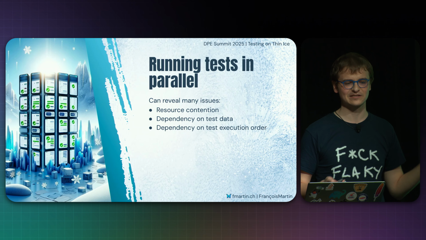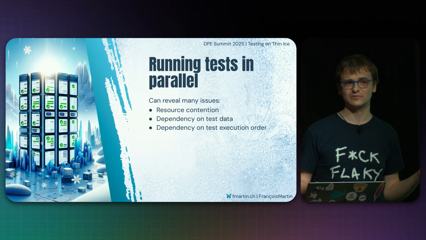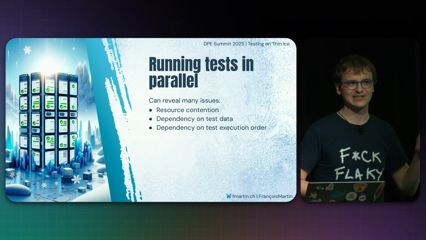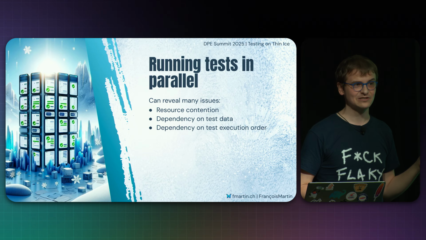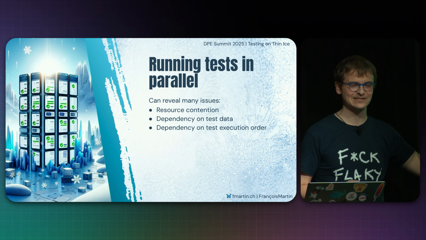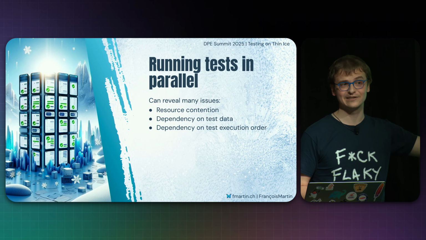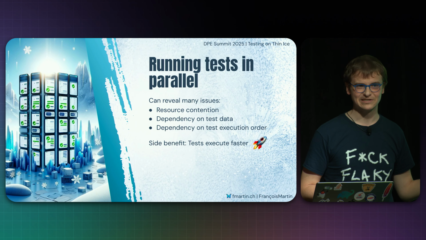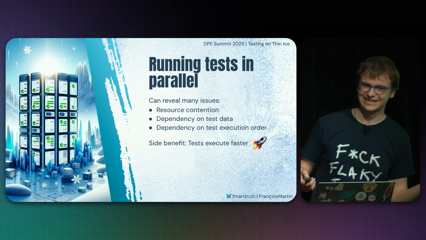You can just run the tests in parallel, and this can usually reveal many of the issues that you have with flaky tests. For example, resource contention, but also dependency on test data, because you might try to access test data in a certain state and then another test tries to do the same. Also you can detect if you have some dependency on the test execution order. And as a side benefit, the tests execute faster. Who wouldn't want that, right?